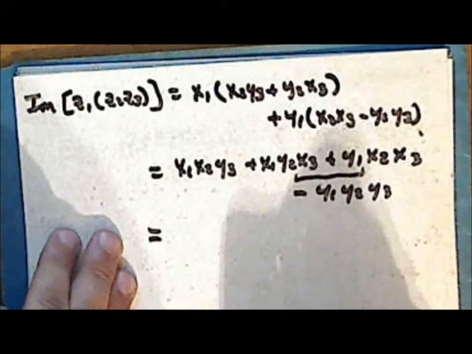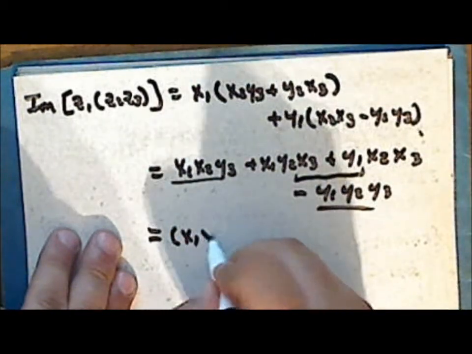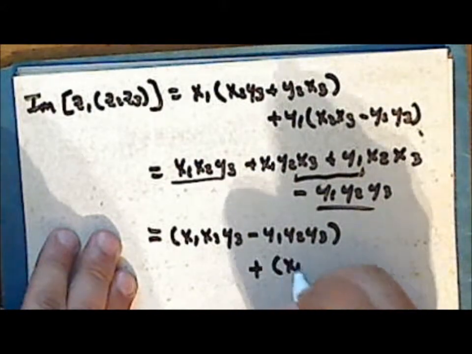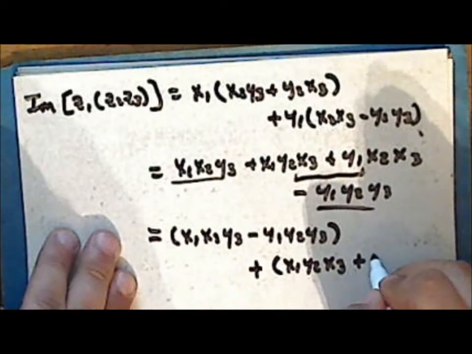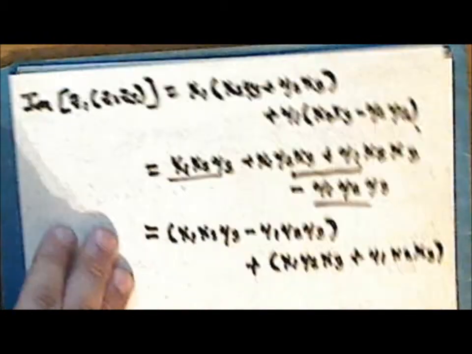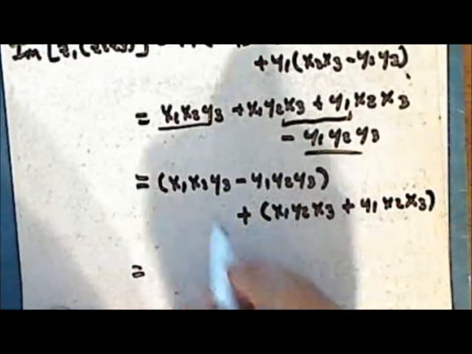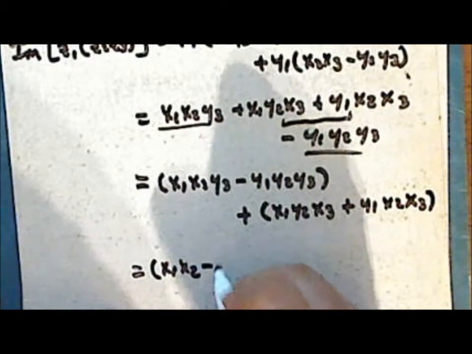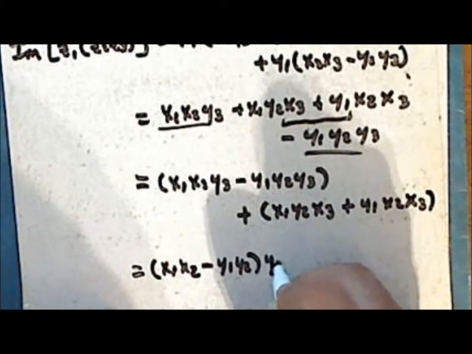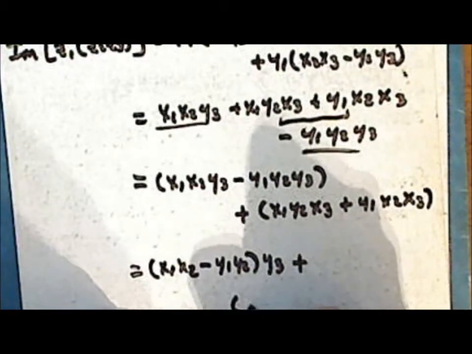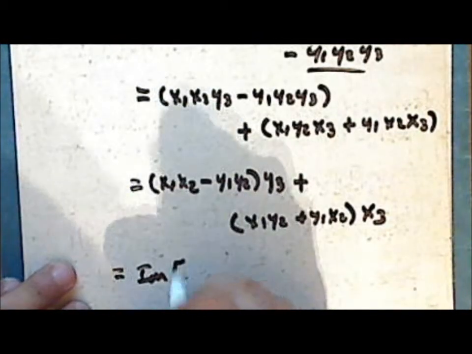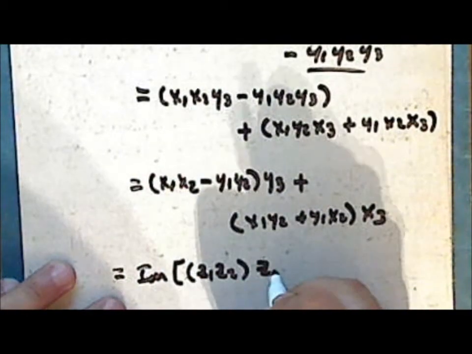Again, we're going to group the two terms in the center and the two outer terms, and so we have x sub 1 times x sub 2 times y sub 3 minus y sub 1 times y sub 2 times y sub 3 plus the quantity x sub 1 times y sub 2 times x sub 3 plus y sub 1 times x sub 2 times x sub 3. So out of the first term, we'll factor out y sub 3, and so we have the quantity x sub 1 times x sub 2 minus y sub 1 times y sub 2, times y sub 3, plus the quantity x sub 1, y sub 2, plus y sub 1 times x sub 2, all times x sub 3. And so we can now recognize that this is the imaginary part of the product of the quantity z1, z2 with the number z3.